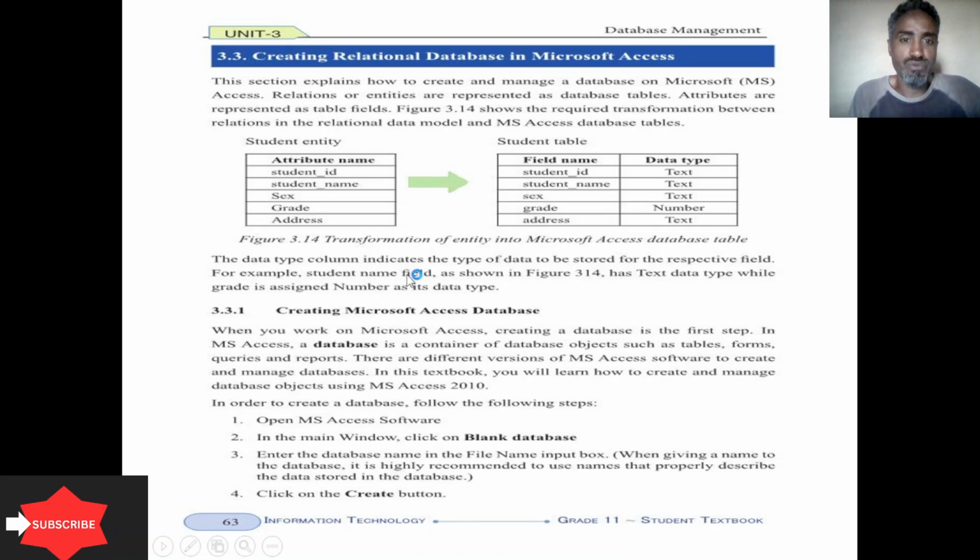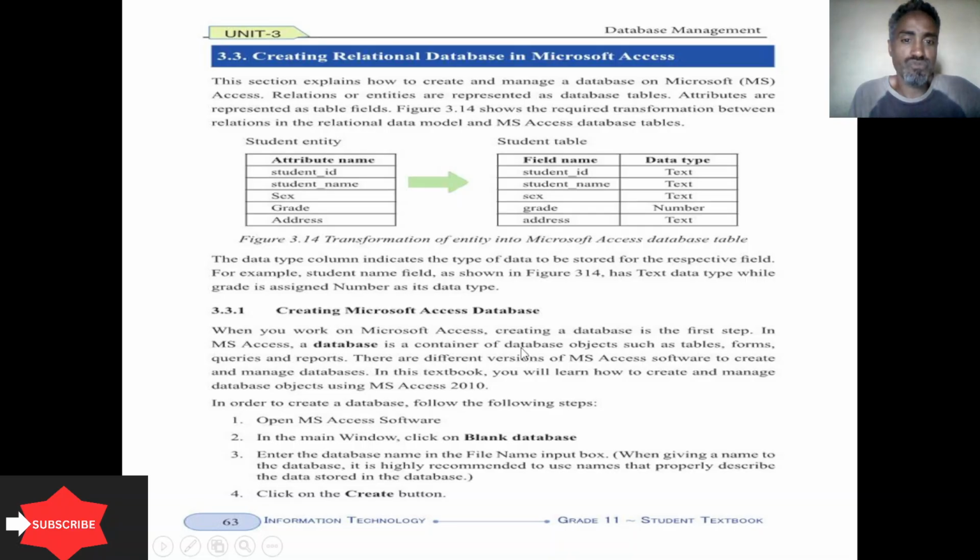The data type column indicates the type of data to be stored for the represented field. The data types here are text and number. For instance, age is a number. For example, the student name field as shown. Rather than using letters, we mostly use numbers to input the age, for instance.